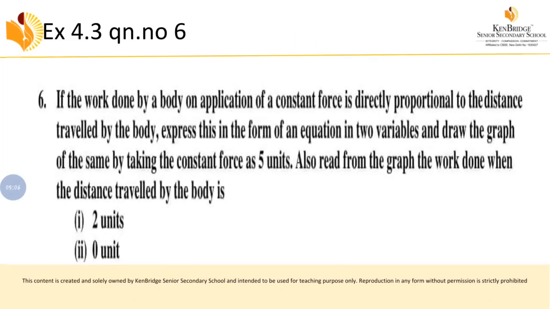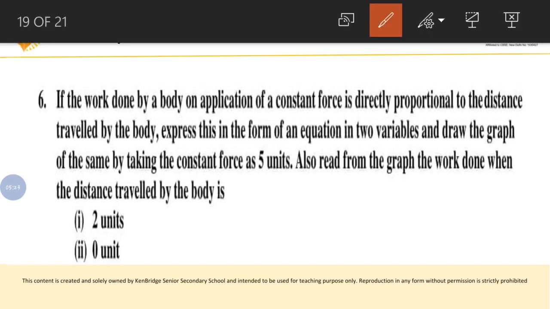Exercise 4.3, the same exercise, question number 6. The question is: if the work done by a body on application of a constant force is directly proportional to the distance traveled by the body. We already saw a question like this in our previous videos, right? So the work done by a body is directly proportional to the distance traveled by the body. We have to express this statement in the form of an equation of 2 variables, and we have to draw the graph of the same by taking the constant force as 5 units.